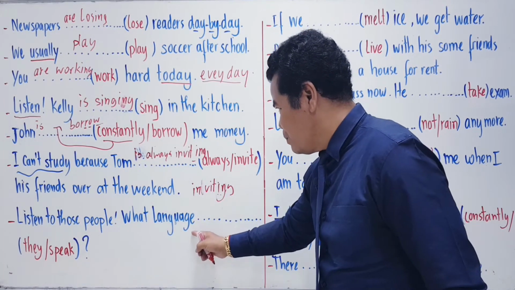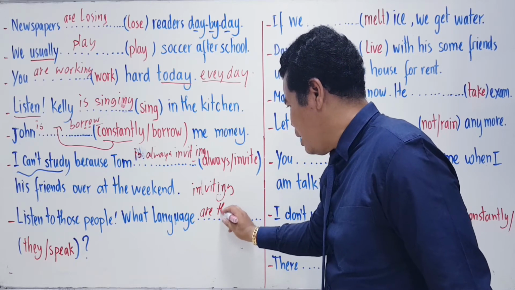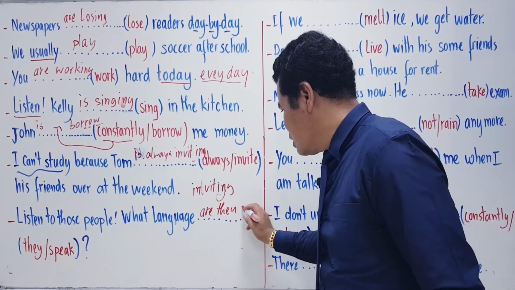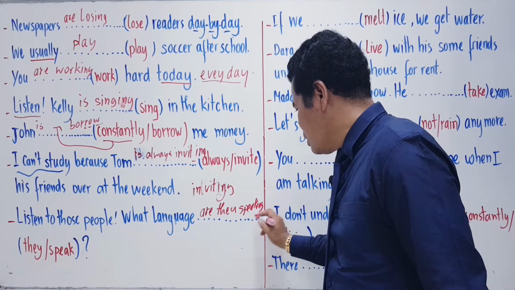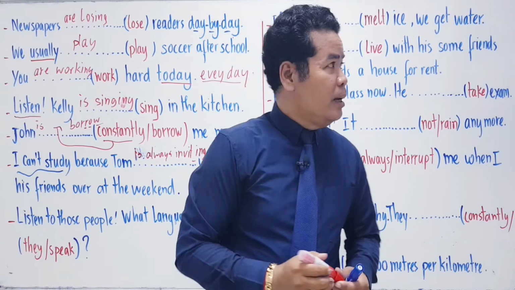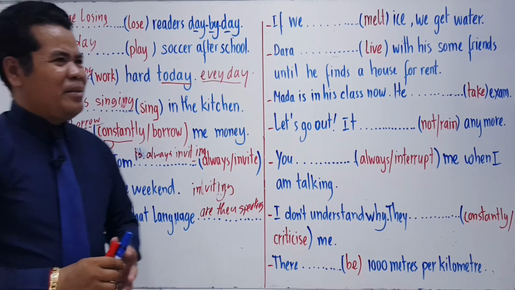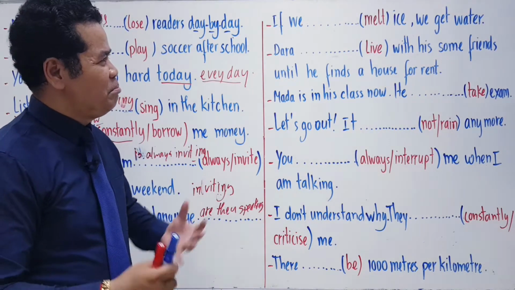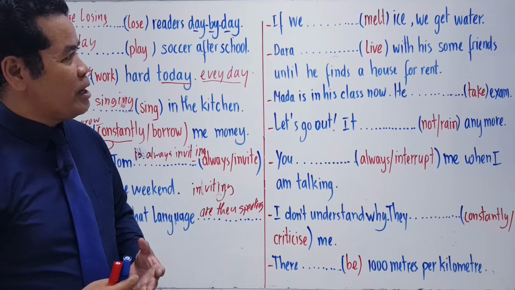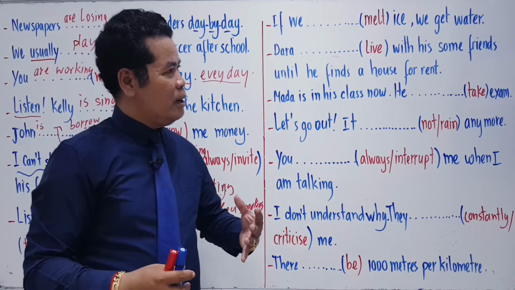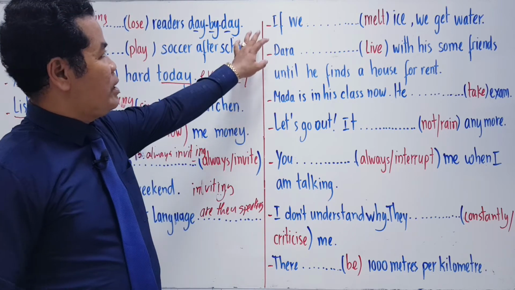All right. So we have: listen to those people, what language are they speaking? What language are they speaking? All right. Let's go to the next exercise. I think it's a little bit complicated for you, but anyway, try to study with me and try to do together with me. So now let's go to another one.